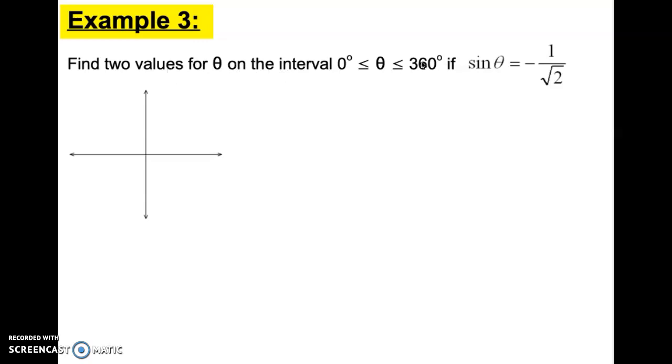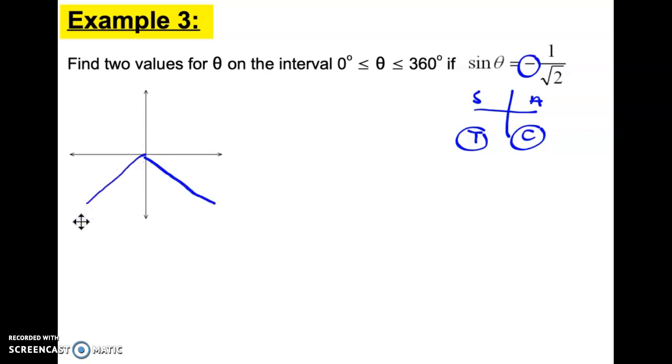So the first thing is that sine is negative. So if the sine ratio is negative, that means it's going to be in the bottom two quadrants, because that's where sine is negative. So we're going to have an angle here, and we're going to have an angle that has a terminal arm right there.